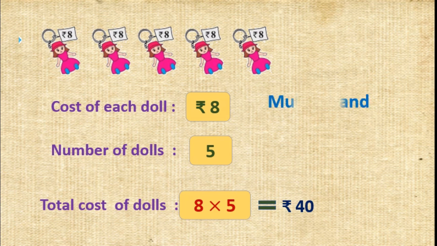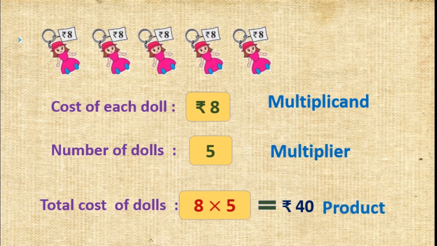Students, here this 8 is called as multiplicand. The number to which we are going to multiply is called as multiplicand, and the number which is used to multiply, okay, that is called as multiplier. Okay, and what is the result or answer? That is called as product. Here 3 words you have to remember: multiplicand, multiplier and product. Okay, we don't tell here answer, we say product.